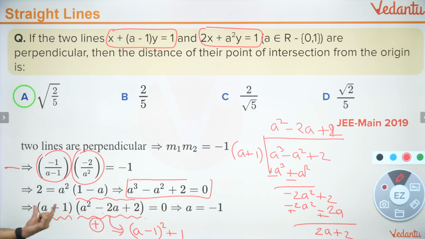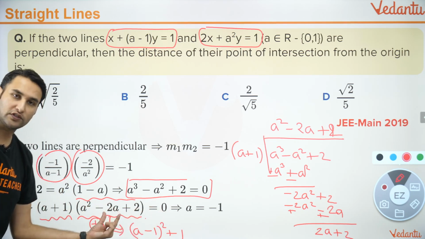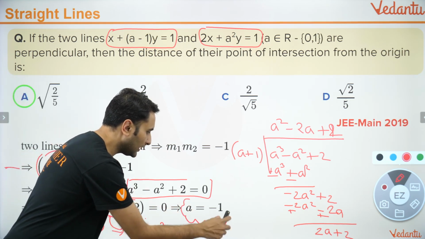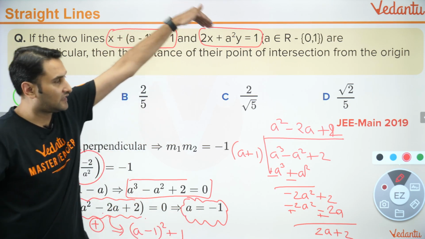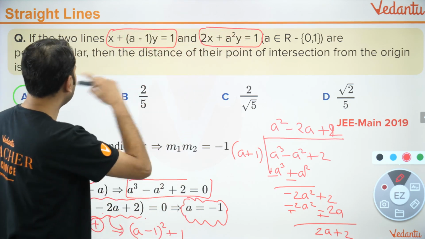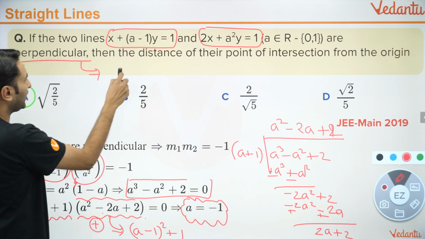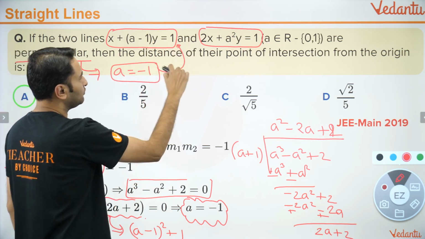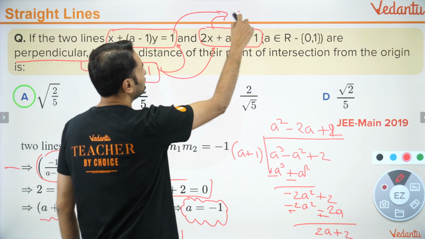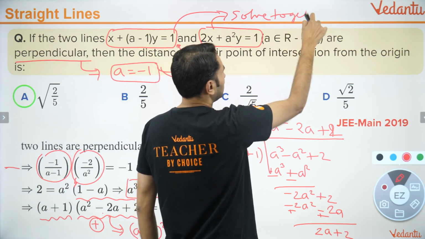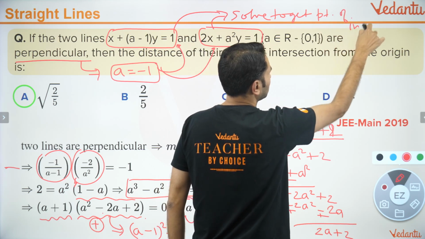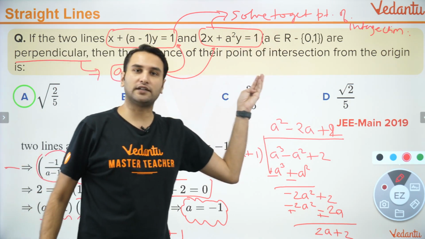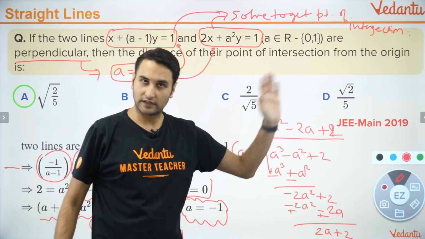This is the entire equation. This into this is 0. This cannot be 0. So the only solution is a equal to -1. So for these two equations to be perpendicular, a is equal to -1, which will give you both the equations. Solve to get the point of intersection. When you get the point of intersection, you get the distance from origin, right? Clear? Any doubt?